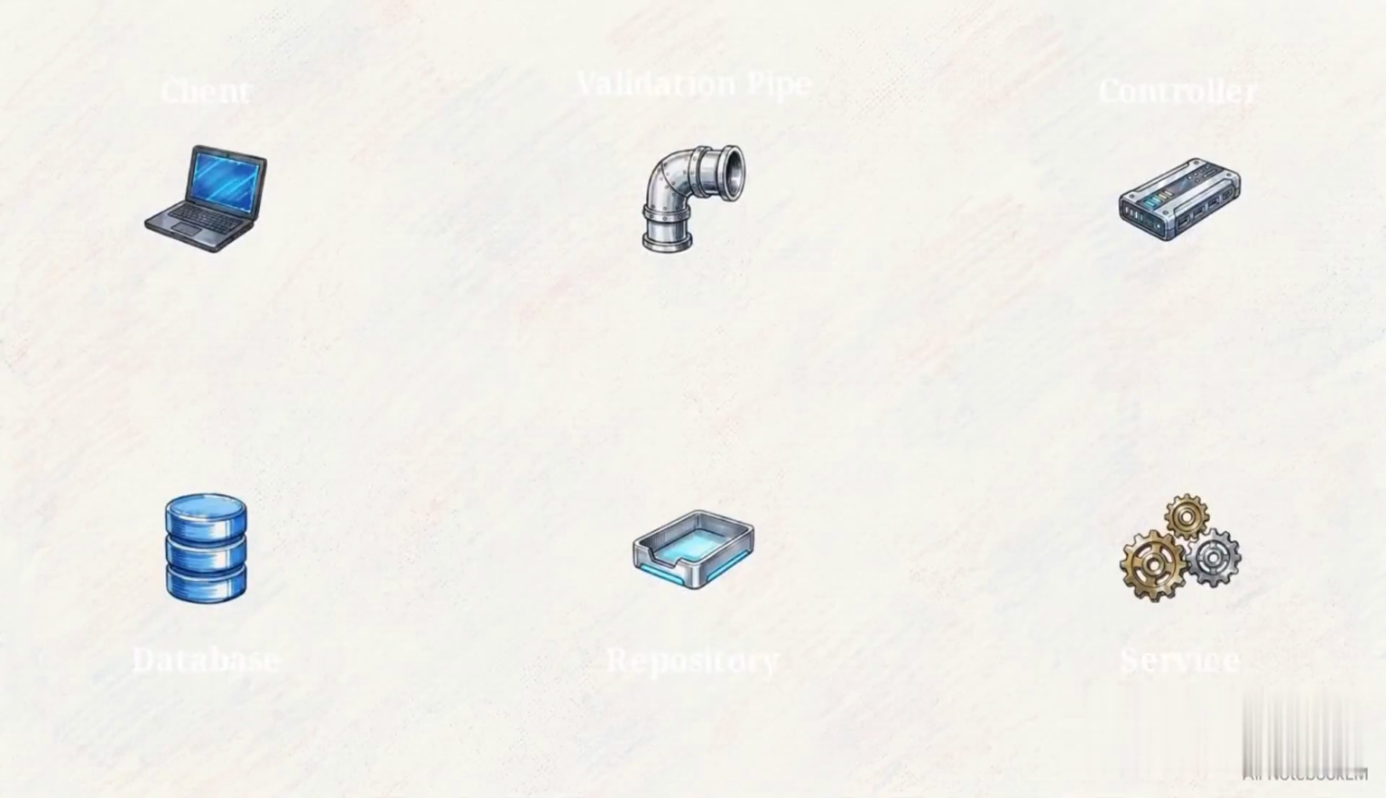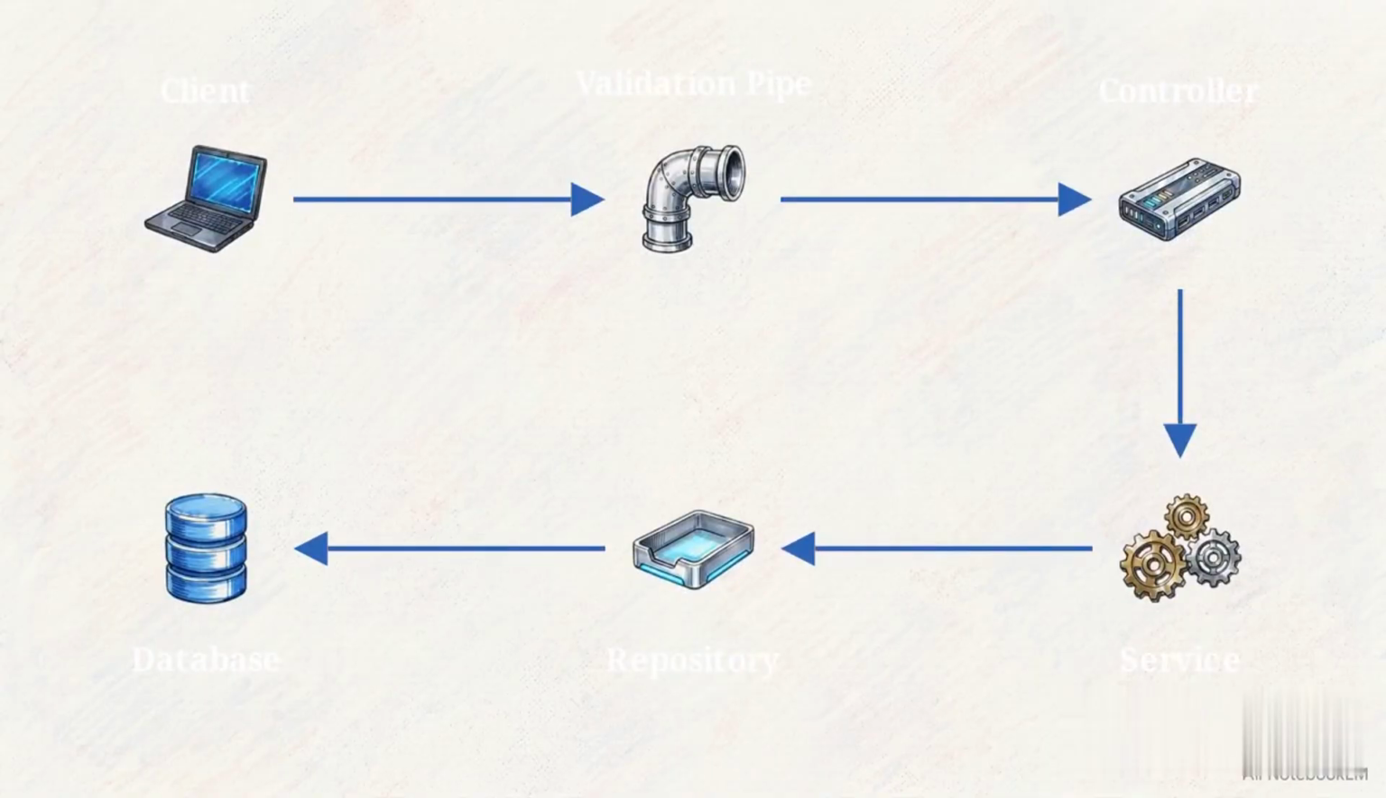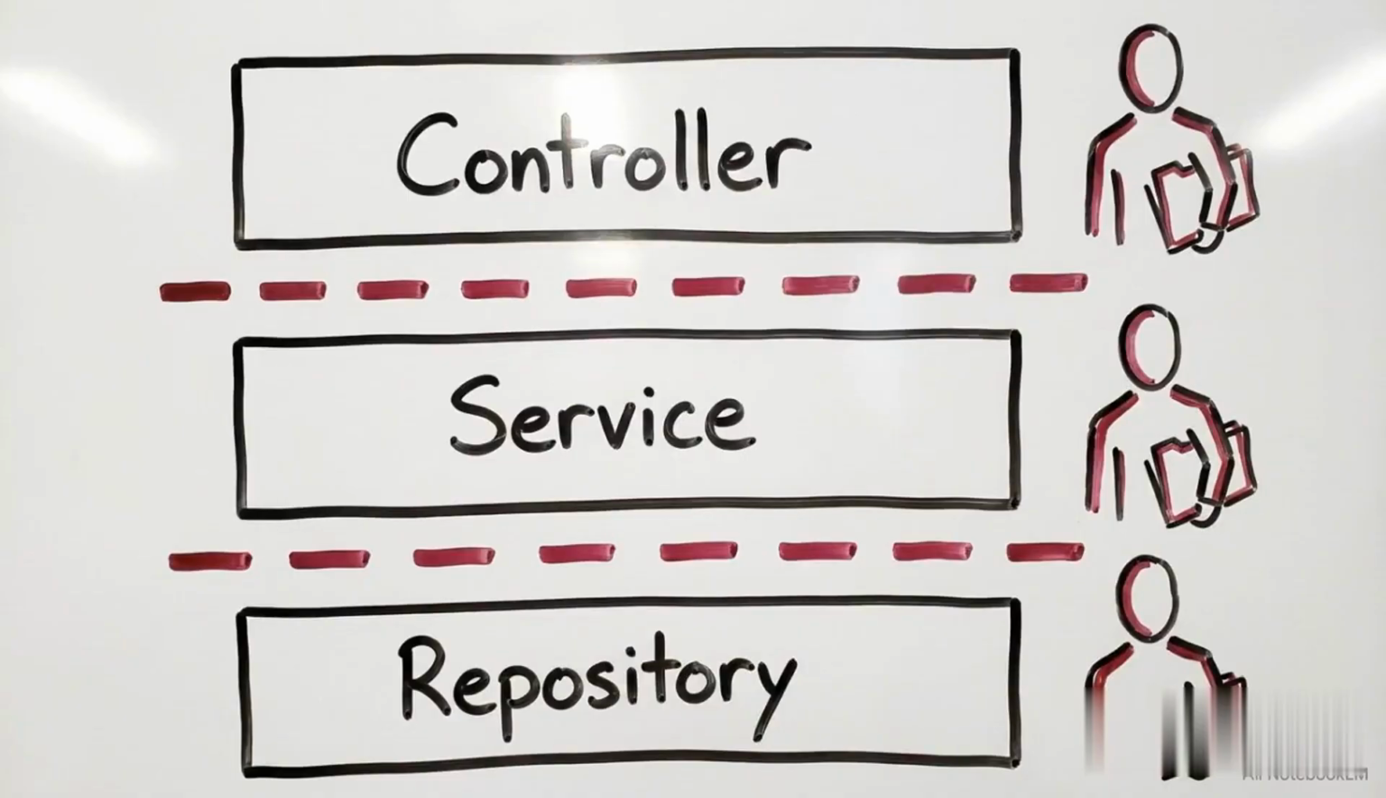This diagram maps a request's journey through NestJS. Data moves from the client through the validation pipe, controller, service, repository, and into the Postgres database. The validation pipe blocks malformed data at the entry point, ensuring incorrect data never reaches our core logic. Establishing clear boundaries between layers allows multiple teams to work on the same codebase, while keeping the application maintainable and testable as the system grows.